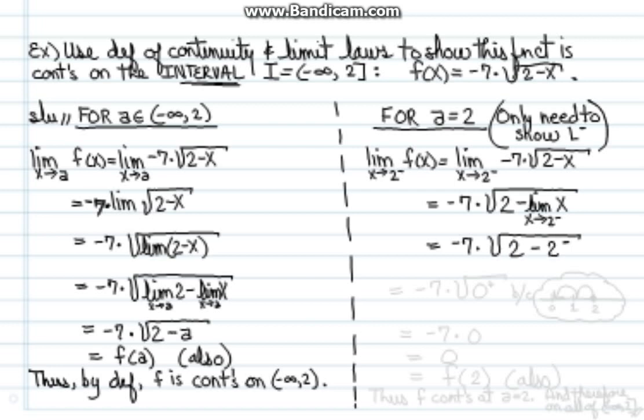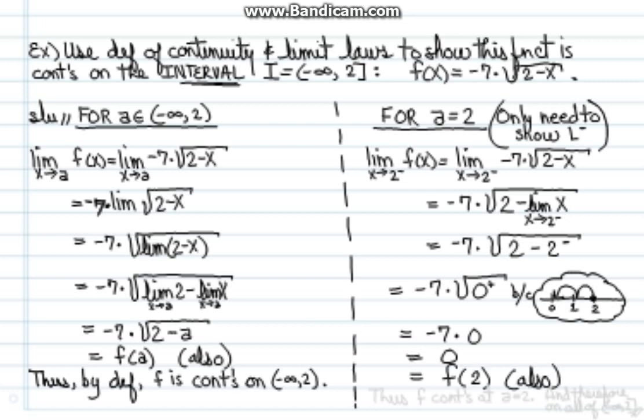So let's evaluate that. That's a number that's just slightly smaller than 2. So under the radical we have 2 minus a number slightly smaller than 2, which gives us a number that's just slightly larger than 0. And again, we draw a number line like we have done in the past to show you how if we start at 2 and move over, we're able to get a number that's just on the right side of 0. So this is the square root of a non-negative number, which means it's 0 or positive. So the square root is 0. Negative 7 times 0 is 0, and that is the same as the function evaluated at 2. So we've shown that f is continuous at a equals 2.